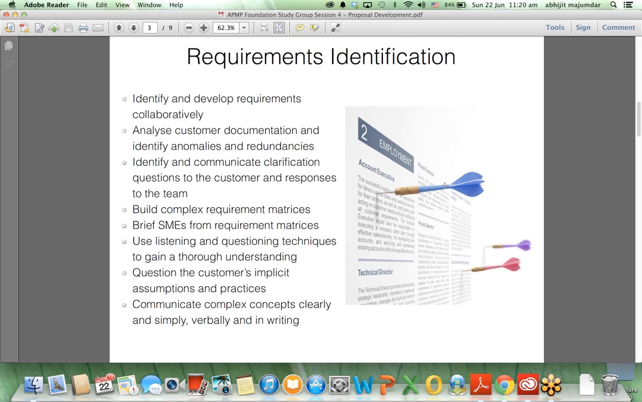Since there are different types of requirements, you cannot expect one person or the bid manager alone to understand every type of requirement. He may understand the category of the requirement, but the specifics may not be clear to him. It is very difficult for one person in the organization, or the bid manager, to understand all that. So it is very necessary that you collaboratively identify and develop those requirements. For that, the bid manager's role is to identify which category a requirement belongs to, and then point those requirements to the right person within the organization.